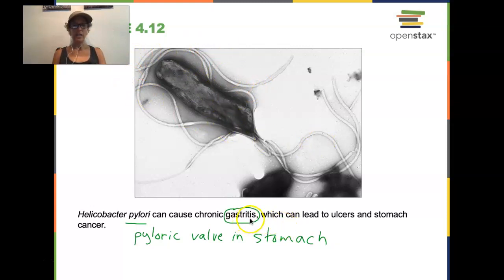So that itis suffix means inflammation of. Gastritis is inflammation of the stomach. Enteritis would be inflammation of the intestines. Encephalitis would be inflammation of the brain. So Helicobacter pylori does cause ulcers.